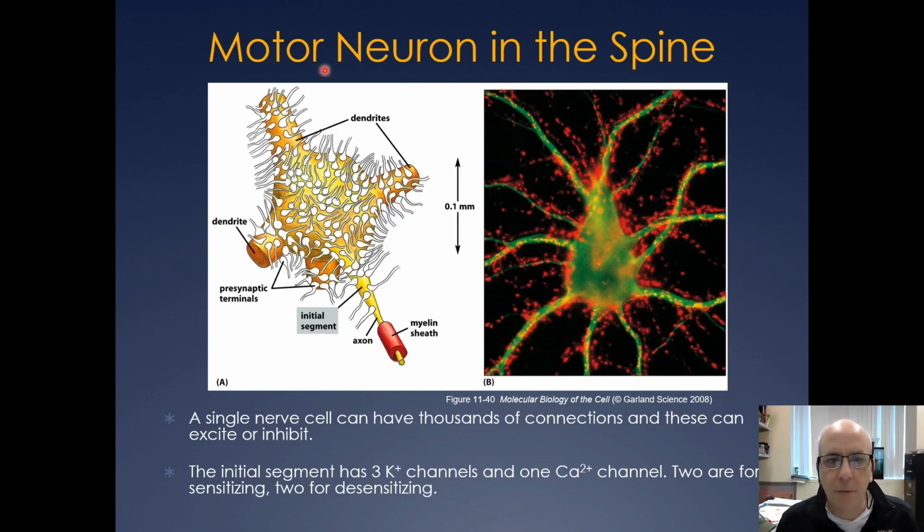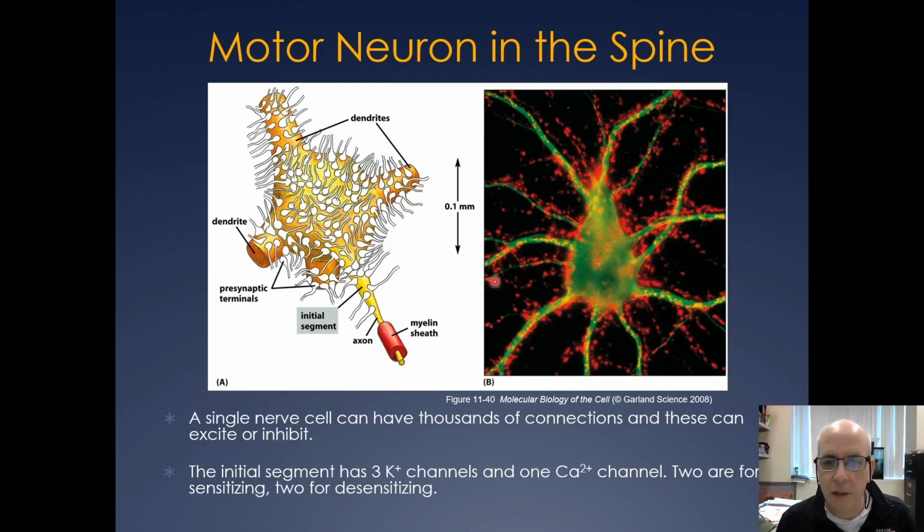So here's basically all of the connections of a motor neuron in the spine, and you can see all of these red spots are synapses. Okay, this is where the axon terminals are meeting up with the dendrites and the cell body. And you have this one important thing here called the initial segment. And the initial segment is where the decision process comes in.